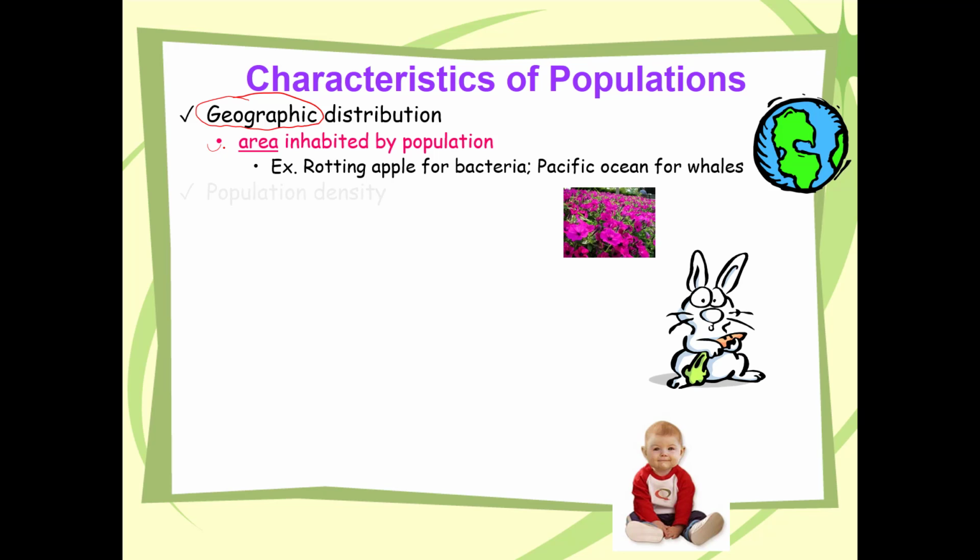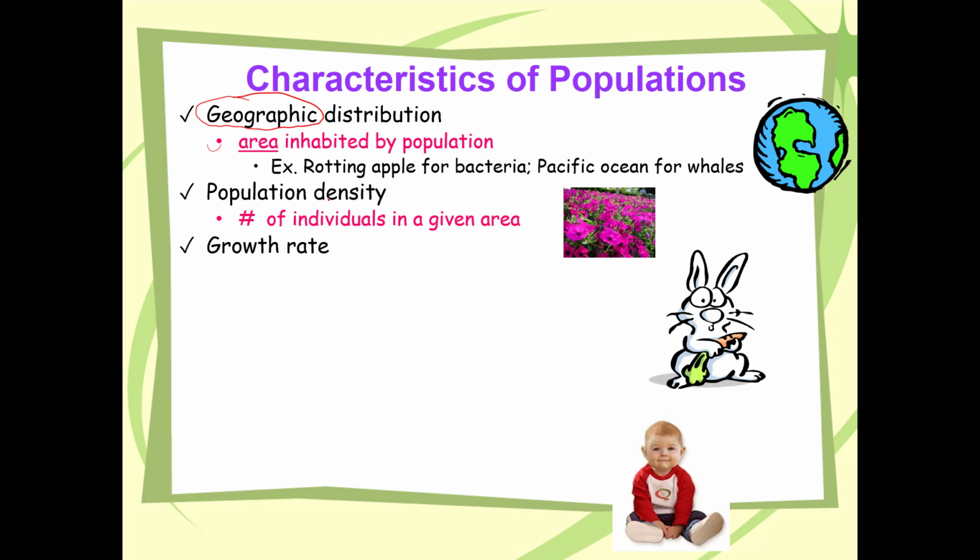The second way we can characterize a population is by population density. So density is we are looking at the number of individuals in a given area. So let's jump back to geographic distribution, an area inhabited by a population. So we can say central campus. Population density, the number of individuals in a given area. So we can now say, if I look at central campus, I'm going to look at room 107, and I have 10 students in room 107. So I'm talking about the number of individuals in that given area.